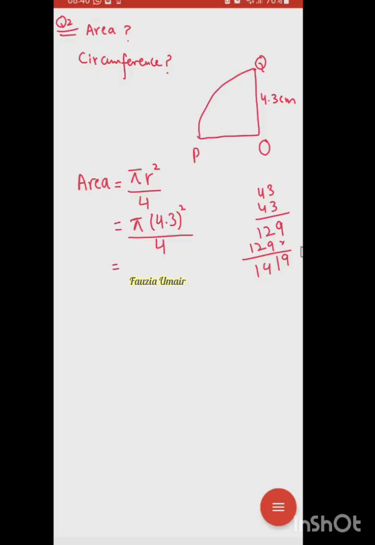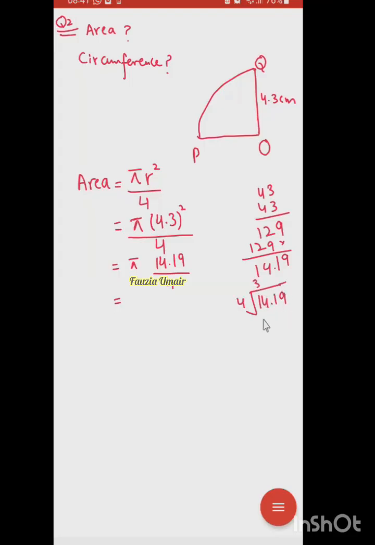Where will the decimal go? 4.3 whole square. No, where will the decimal go? The decimal will come here. Okay? So it is 14.1 9 divided by 4. I am putting this pi on the side because we will take it in the answer as it is. Okay? We will put pi in the answer. So now I will just divide 14.19 by 4.